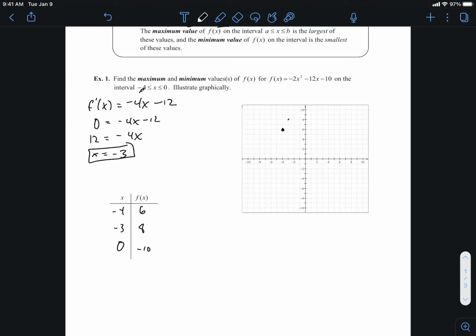-3 and 8 is here, right? And then 0 and -10 is going to be way down here. So we know generally our graph kind of looks like this. And we also know something else, right? Just from 3 points, it's kind of cool to be able to produce this graph.